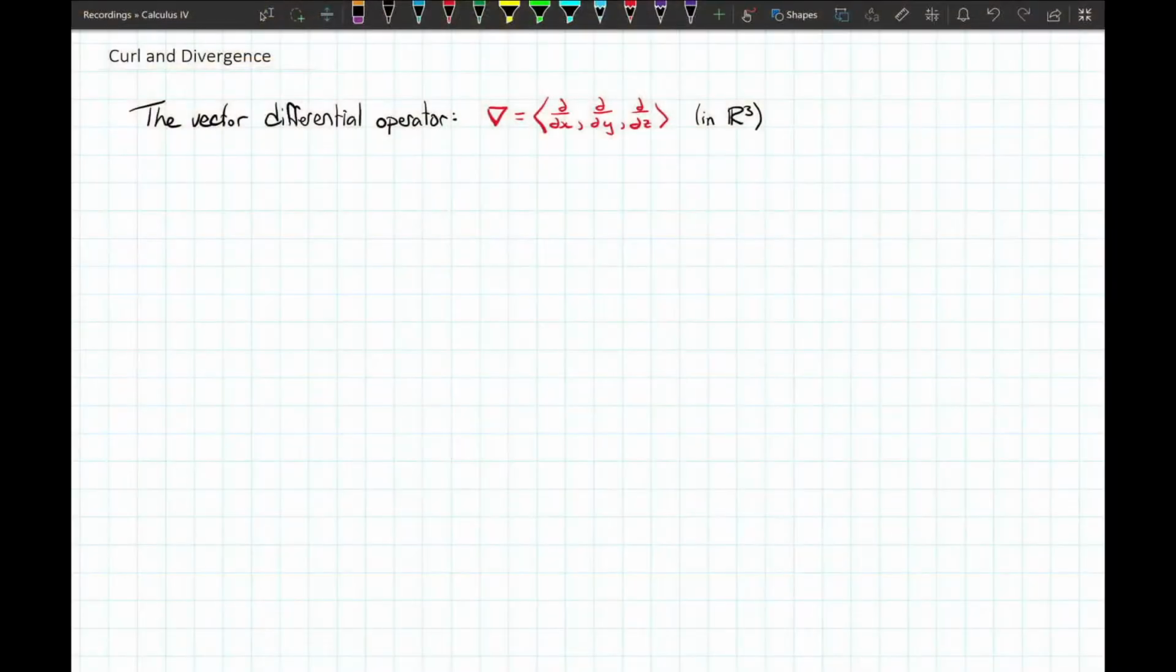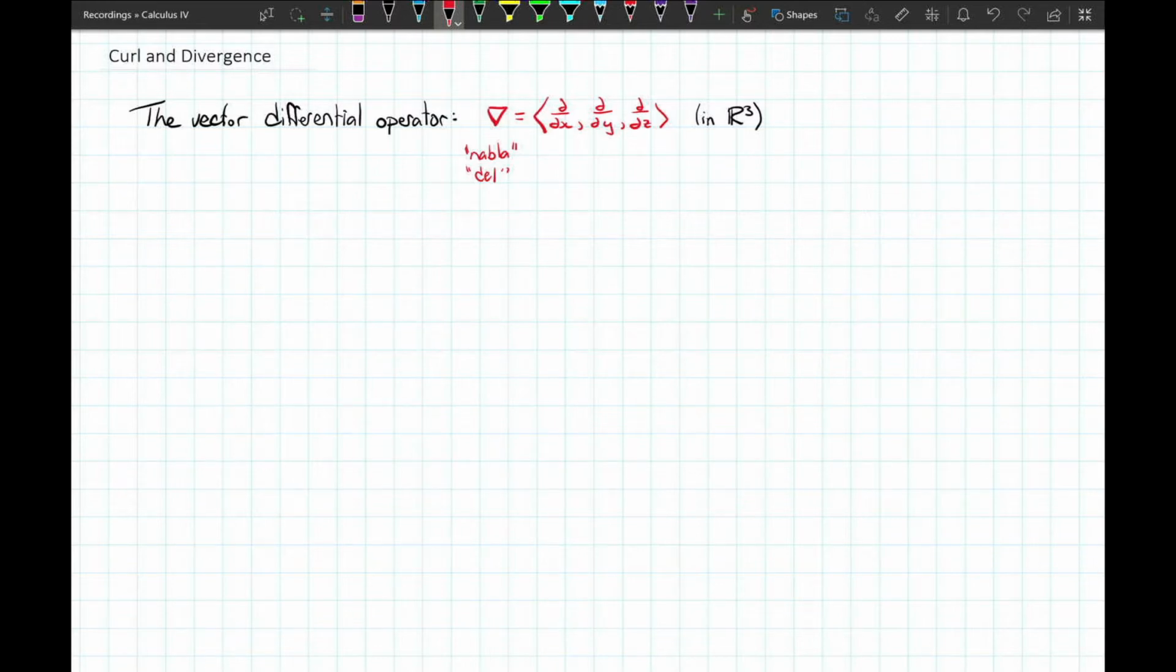So really what we should be doing at this point in time is introducing a standard vector differential operator. The vector differential operator, we can refer to this as nabla, or sometimes referred to as del, depending on the kind of context, is really just a vector consisting of partial differential operators. In R3, that would be partial x, comma, partial y, comma, partial z.